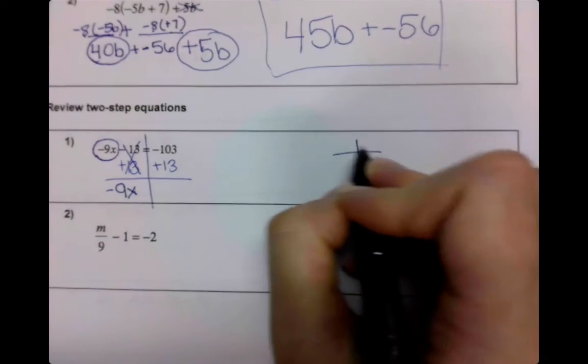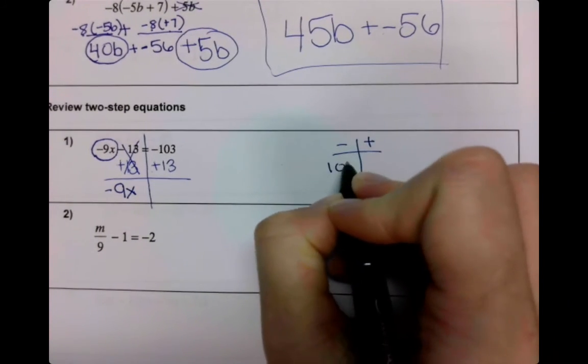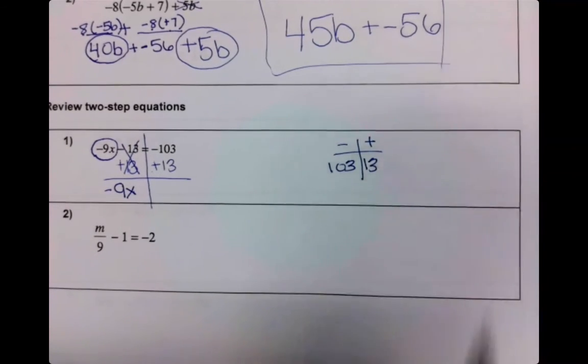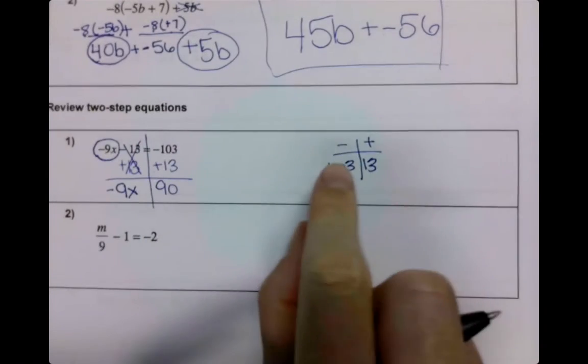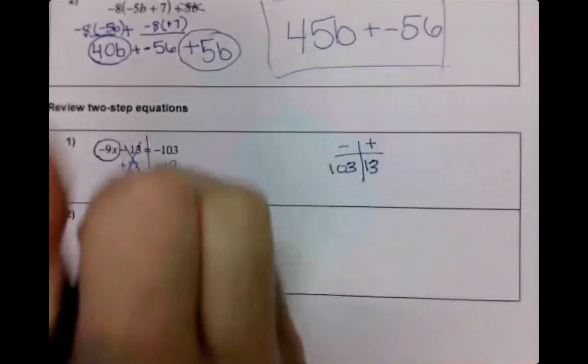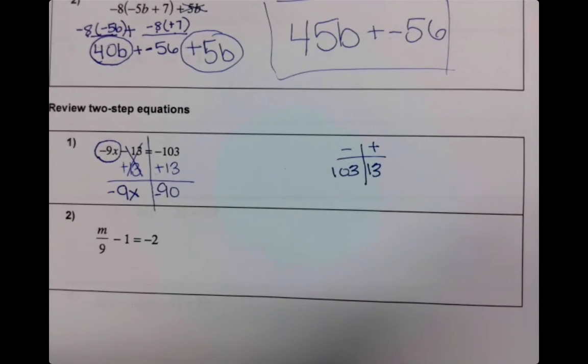Here we have 103 and 13 are on opposite sides, so subtract them. You would get 90. 103 is a bigger number, so it's negative 90.